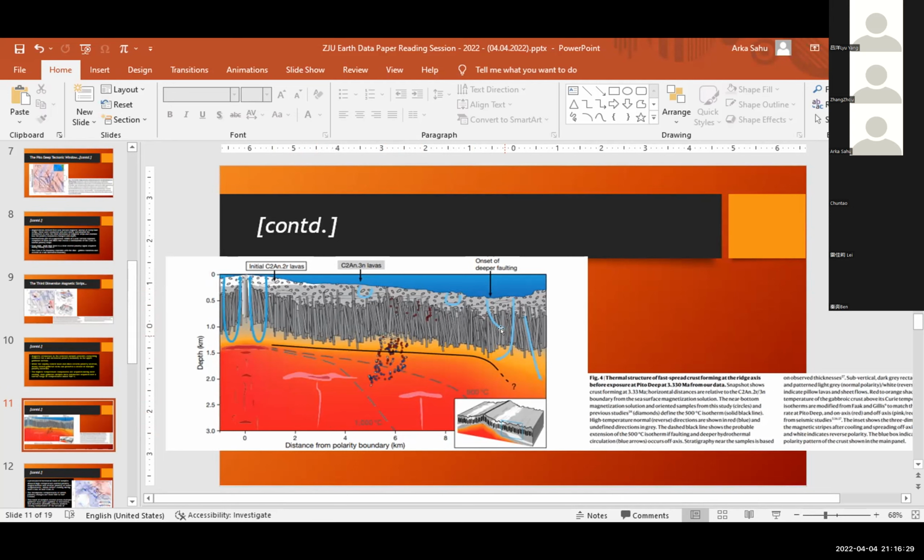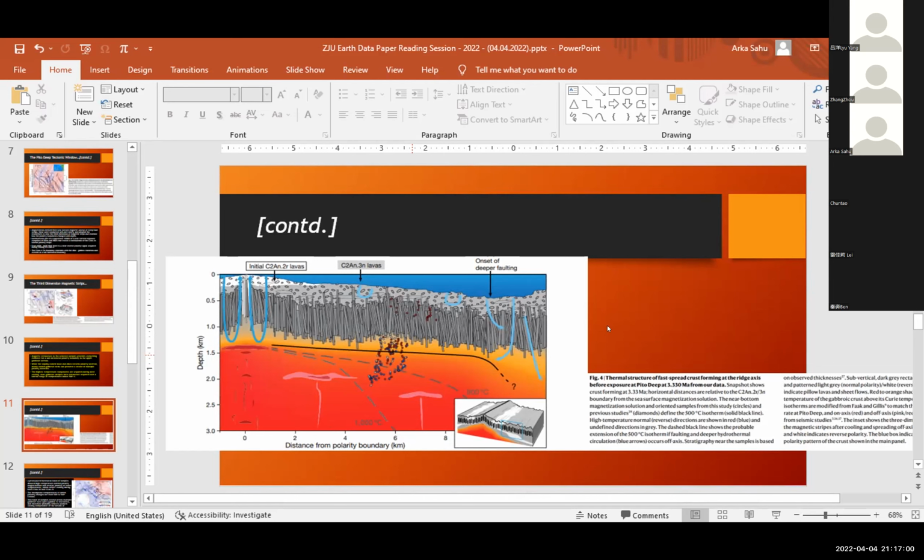So what happens is that the near-bottom magnetization solution, the oriented samples. Over here we can see that the oriented samples are shown in circles, and the samples from previous studies are shown in diamonds. Using that, they try to draw a 3D model of what is happening over there. This is just a representative picture of that.